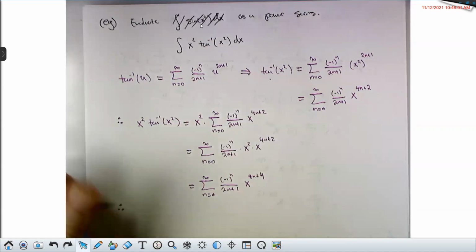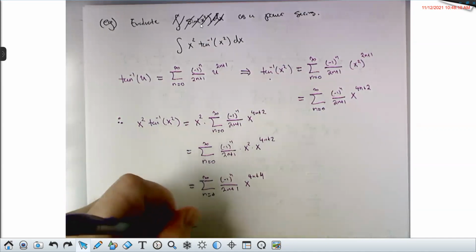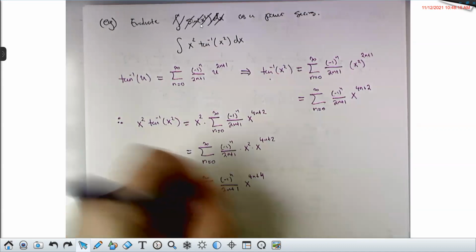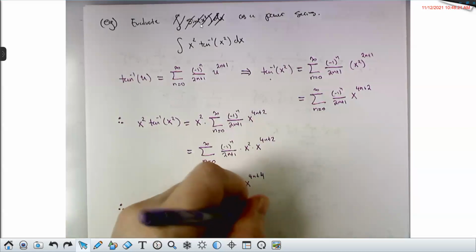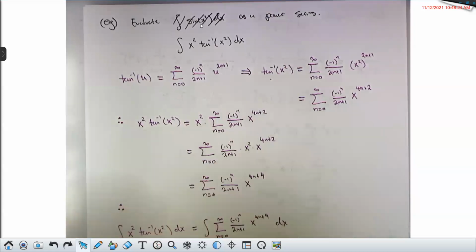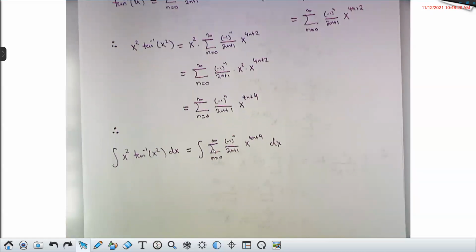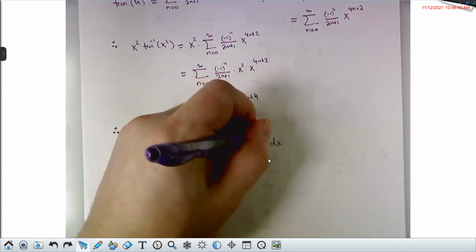Now we're ready to do the integral. So the integral of x squared times the inverse tangent of x squared dx is the integral of this series. And like we said before, the integral is blind to the sigma. It's blind to anything that doesn't have x's in it. So the integral doesn't see any of this. It only sees this, x to the 4n plus 4.